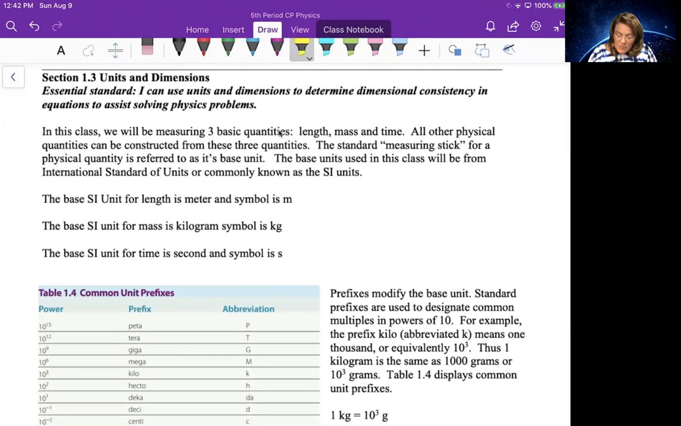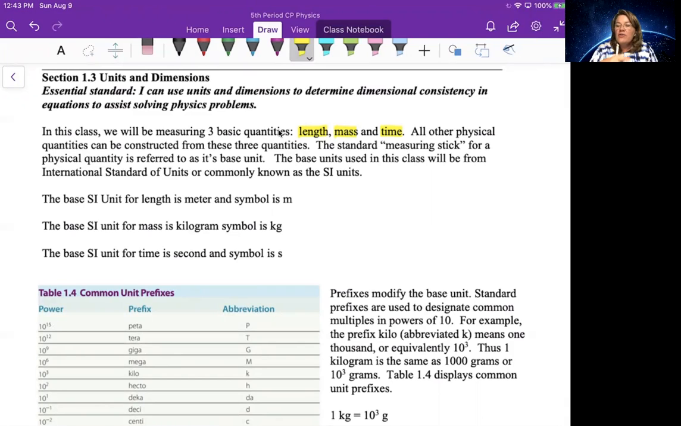In this class, we will be measuring three different types of quantities. We are going to measure length, we are going to measure mass. Notice I did not say weight. They are very different from one another. Mass and time. I'm pretty sure that all of you know what a length is, what a mass is, and what time is. And so I'm sure we can do a lot with those together.